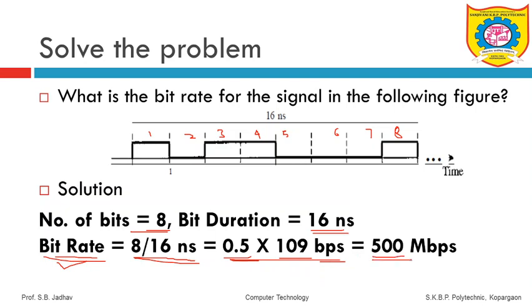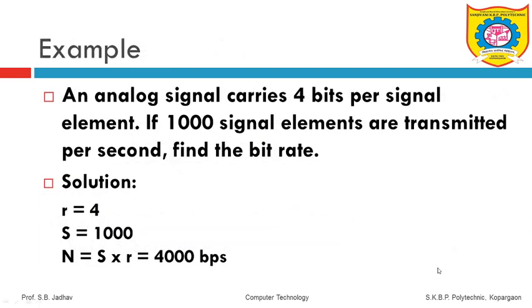So 500 Mbps is the correct answer. It should be 10 raised to 9 as the time given is in nanoseconds. So this is not 109, it is 10 raised to 9, and the final answer for the bit rate will be 500 Mbps.